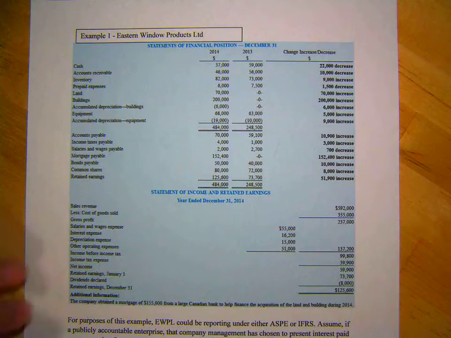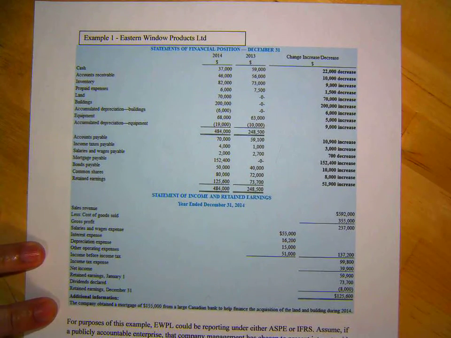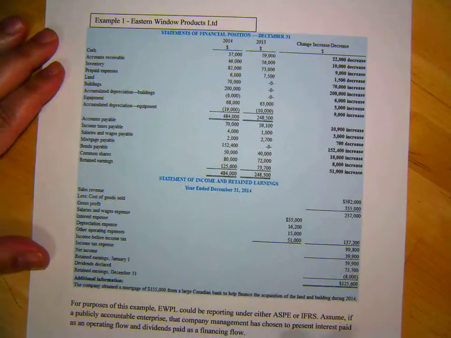Okay, welcome back to chapter 22. We are on page 6 and we are going to do example 1, Eastern Window Product. Okay, so here's a question.